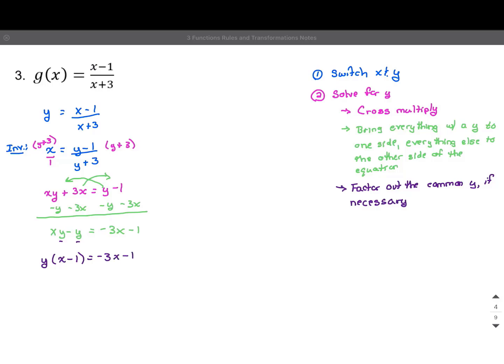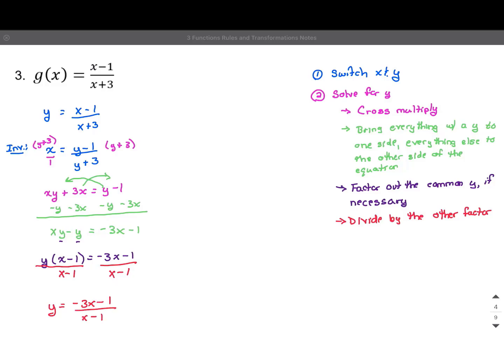Okay, now we divide by the other factor. So to get the y by itself, we divide by x minus 1. So we have y equals negative 3x minus 1 over x minus 1.